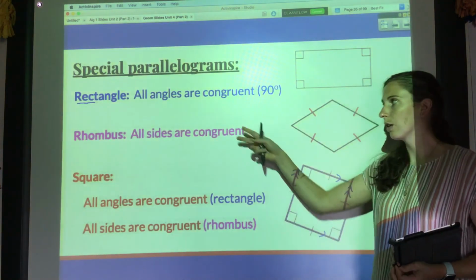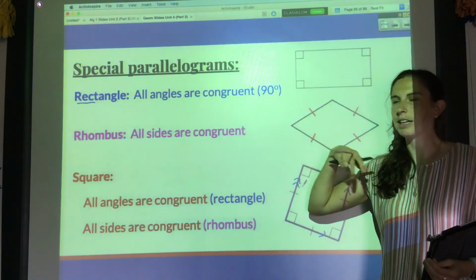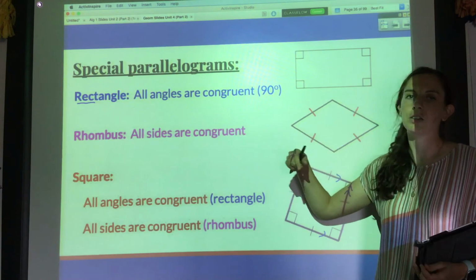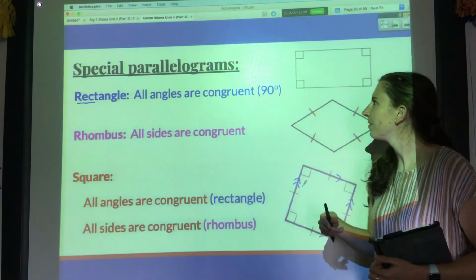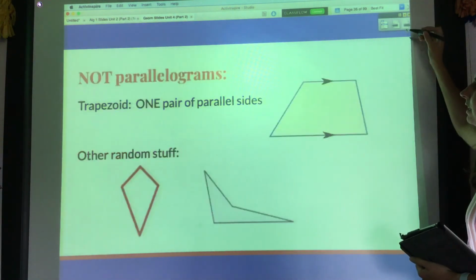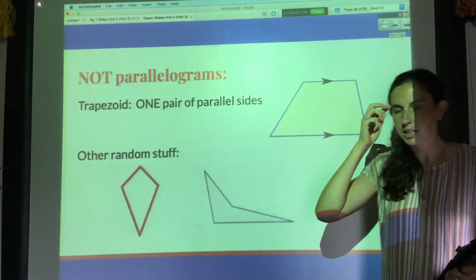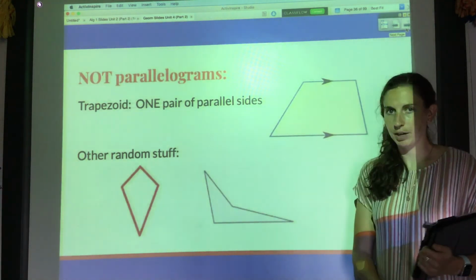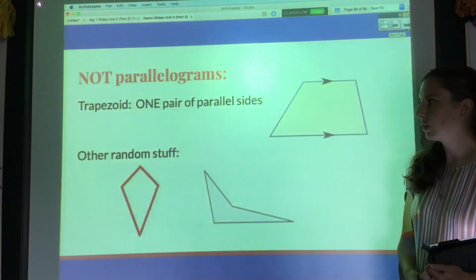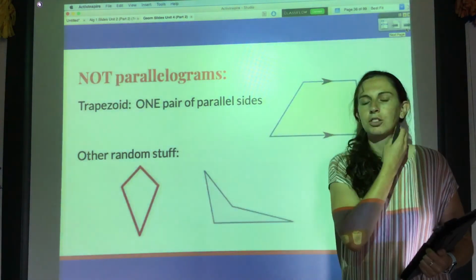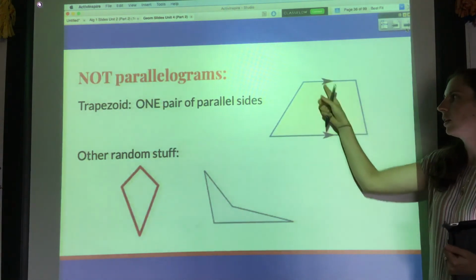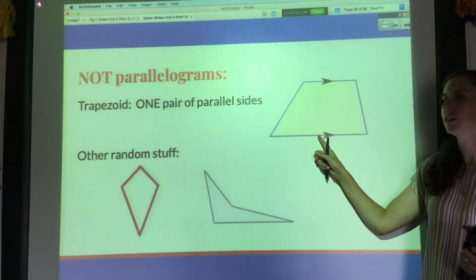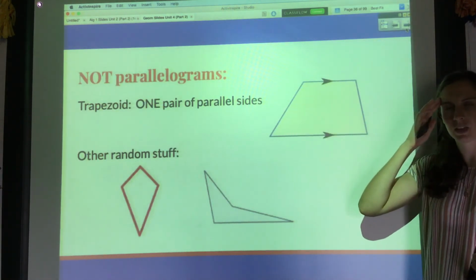Just to be clear, a rhombus isn't a rectangle unless it's a square. I just wanted to point out a couple other common quadrilaterals that are not parallelograms. One of those is a trapezoid. A trapezoid is one pair of parallel sides rather than two.